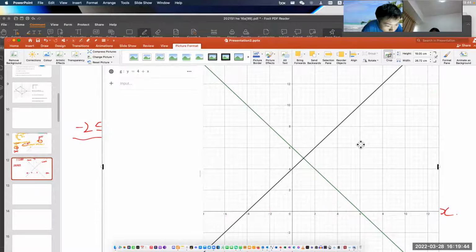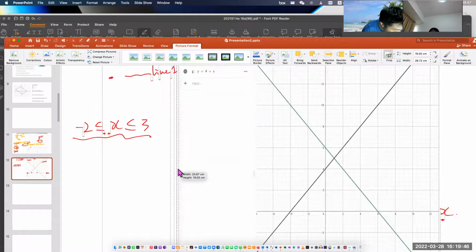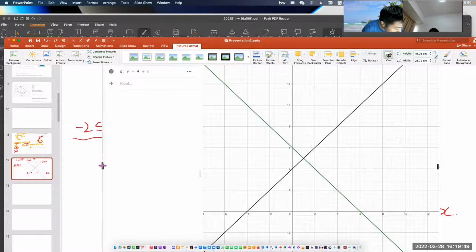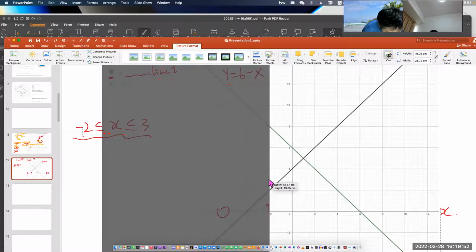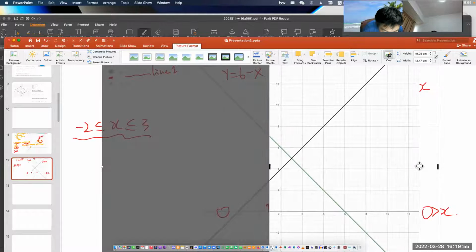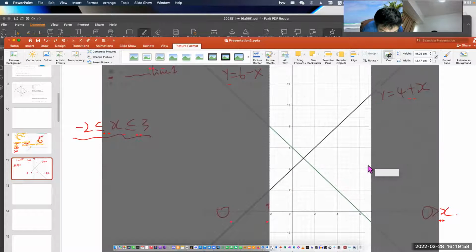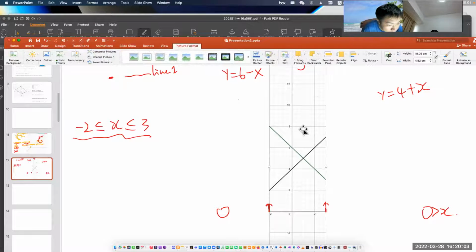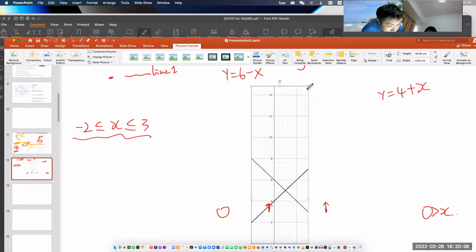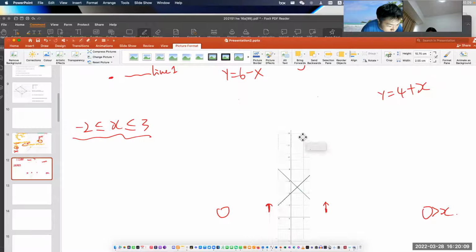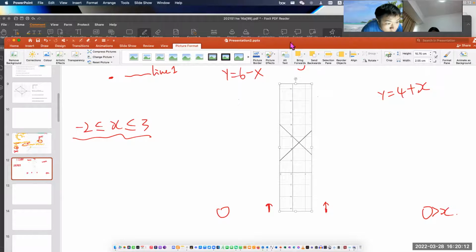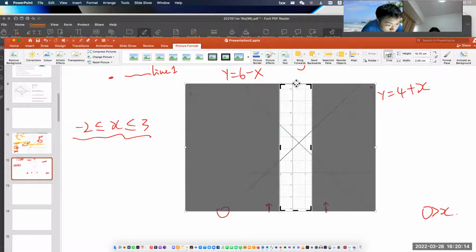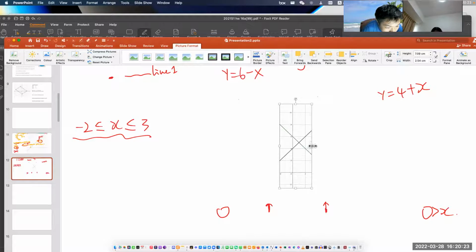So I need to do a crop. So now -2 is here. Done. So you are supposed to show this. We just make it smaller. Yes. So you are supposed to show this.